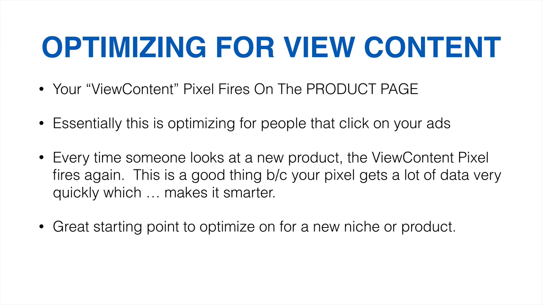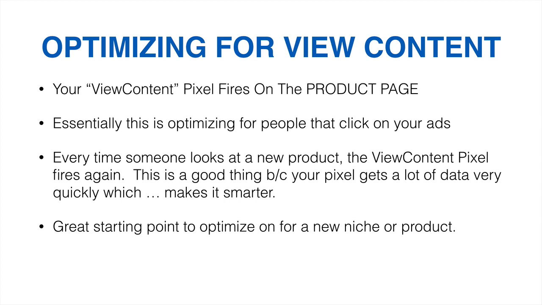And as I said in the last video, your ad really needs about 25 pixel fires for whatever event you're optimizing on to really start heating up, and 100 pixel fires to really start performing nicely. View content pixel fires are very easy to get because it's just browsers. But these are very valuable people because they would not click on your ad and view the product if they weren't very interested in it.